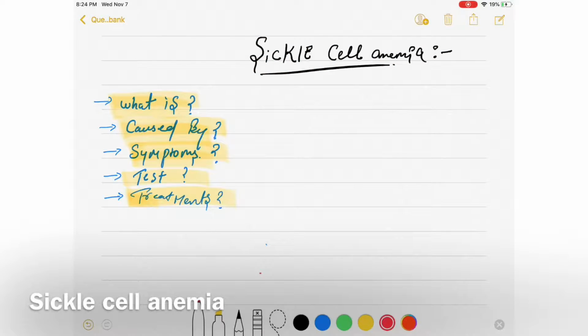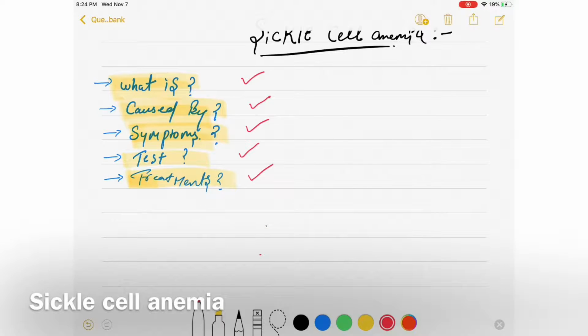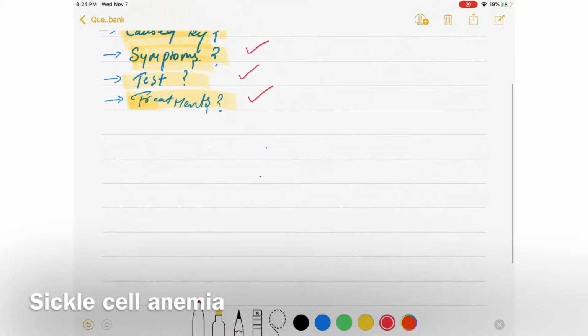Today we are going to discuss sickle cell anemia. It's a very important topic. We will discuss what sickle cell anemia is, what causes it, what the symptoms are, what major tests we use, and the basic treatment given to the patient. So let's start with what sickle cell anemia is.